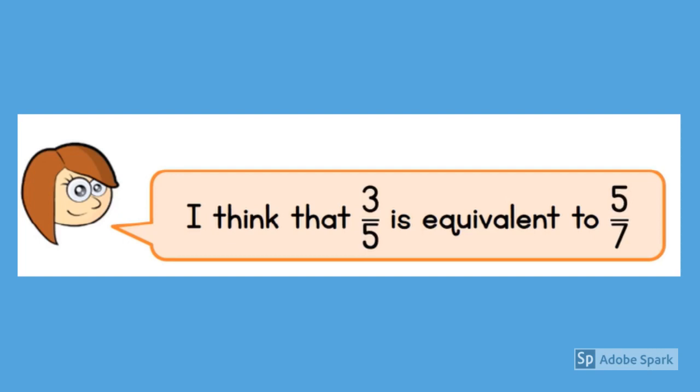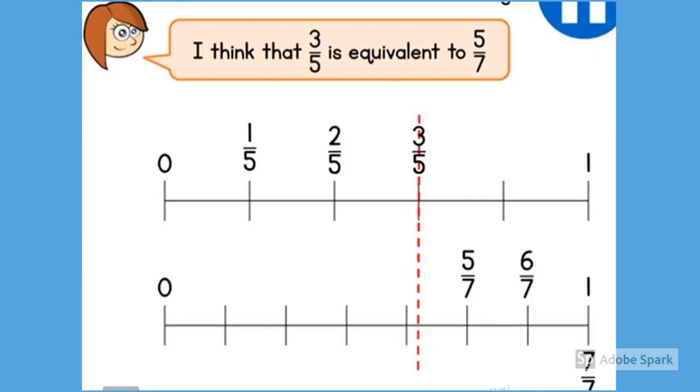So here's Rosie. She thinks that 3/5 is equivalent to 5/7. Pause the video while you work this out. Remember what Mo did? He used some number lines and compared them. So let's check Rosie's answer. First of all, she drew a number line and divided it into 5 equal parts. She counted up from 0, 1/5, 2/5 to find 3/5. For her second number line, she cut it into 7 equal parts, but this time she counted backwards. 7 sevenths, 6 sevenths, 5 sevenths. Then she compared the two number lines. Looking at the red dotted line, are they equivalent? No, they're not. Rosie was wrong.